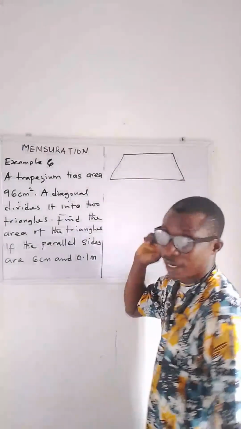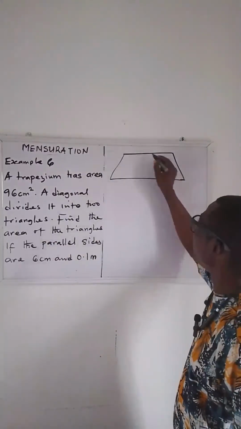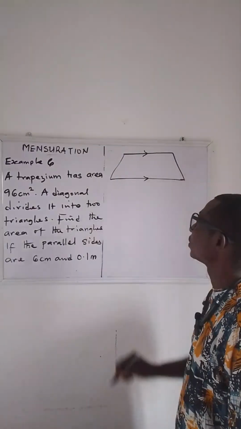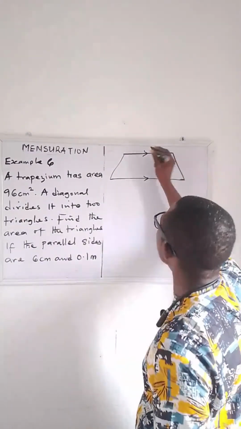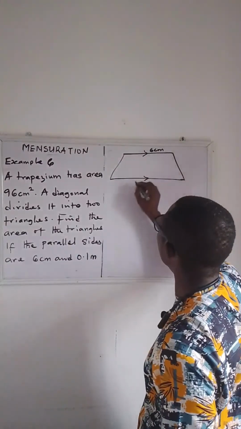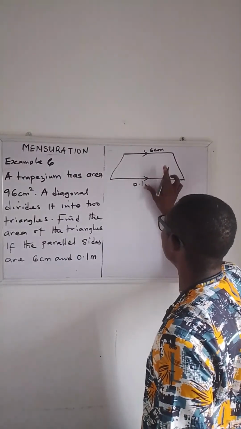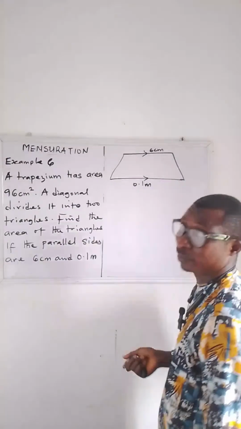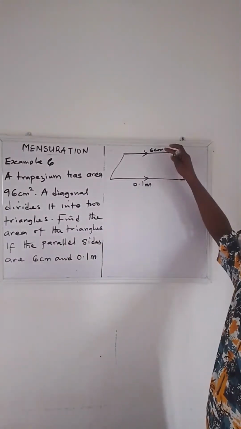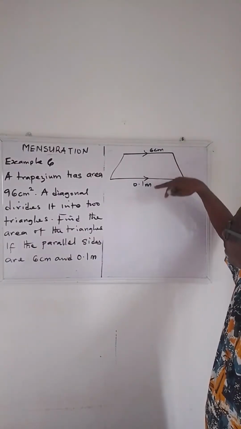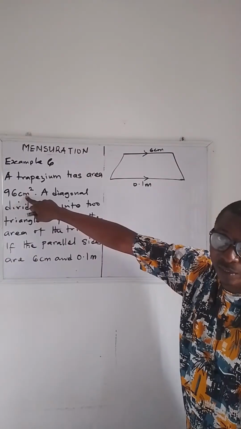For a trapezium, I said something earlier, there must be a pair of parallel lines. So we have this. All right, so the sides have been given. One is 6 centimeters and the other is 0.1 meters. Sorry, it's in meters. So we have to be careful with the units. You can see there's no consistency in the units. This is centimeters, this is meters. And look at the area. Area is given in centimeters square.